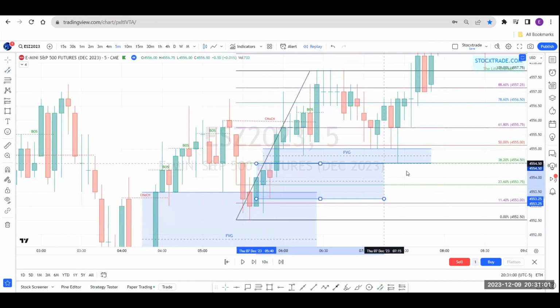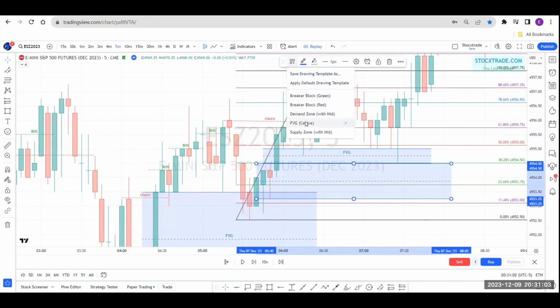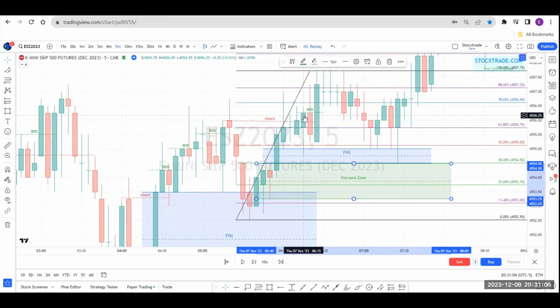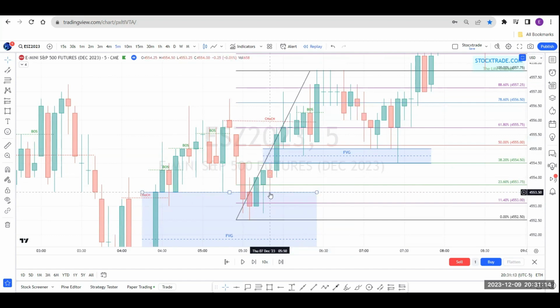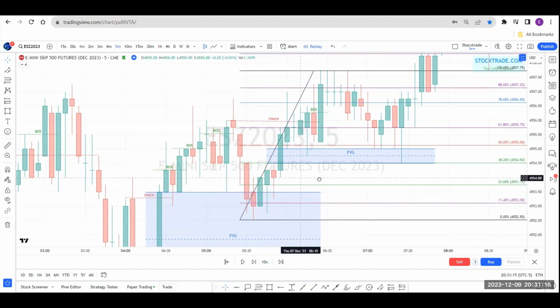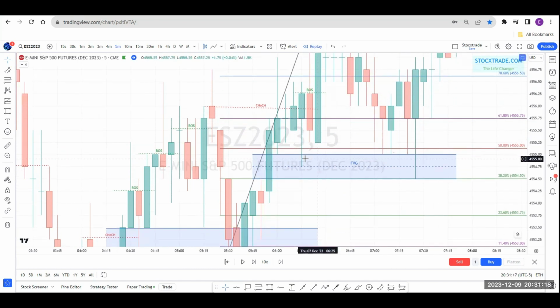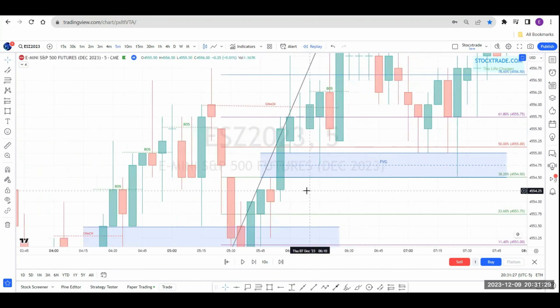Undecided candle. But sir, how can it be a fair value gap? Because this green candle is small, is overlapping. Which one? The fair value gap. This is the first candle. Above that, the fair value gap you have marked in green. You are talking about this gap? Yes, because this is the first candle, and the second and the third one is overlapping.